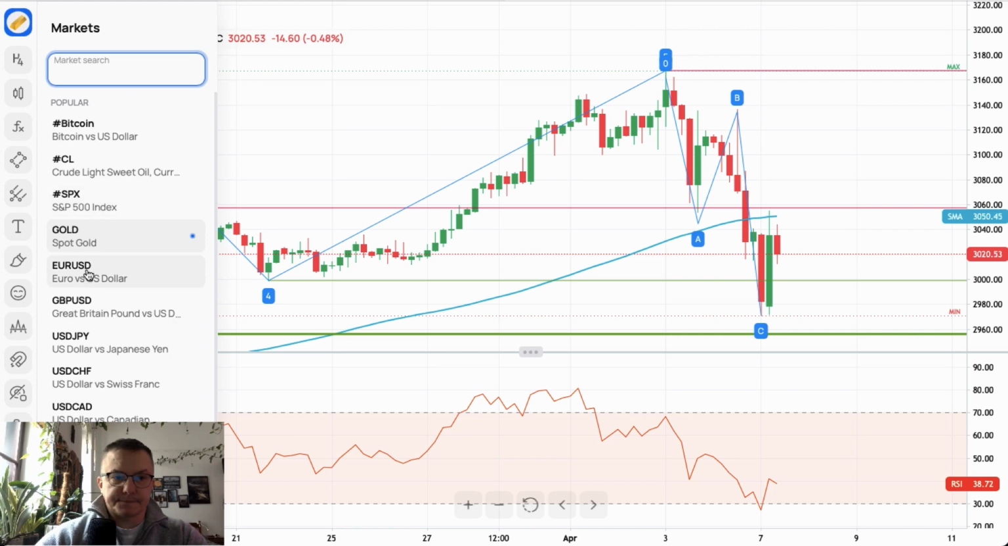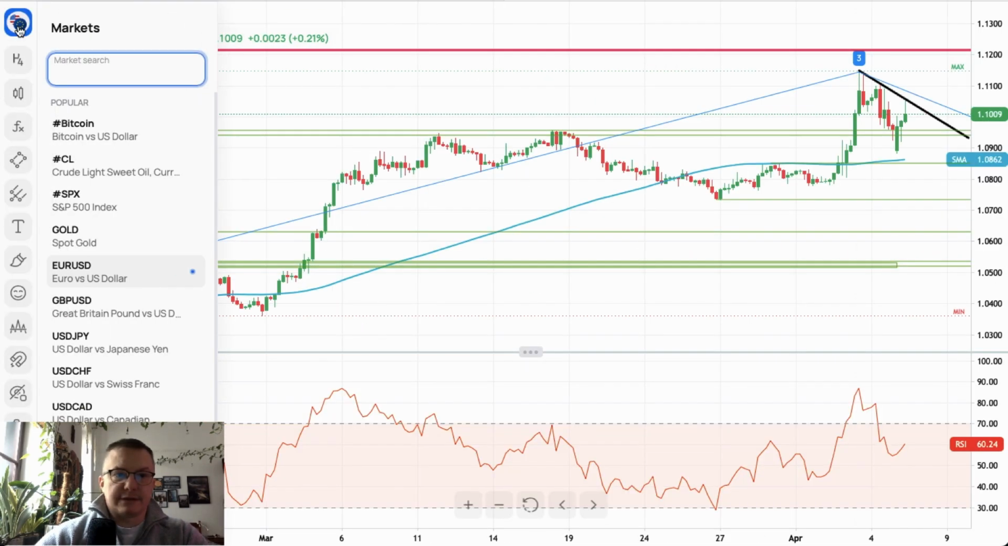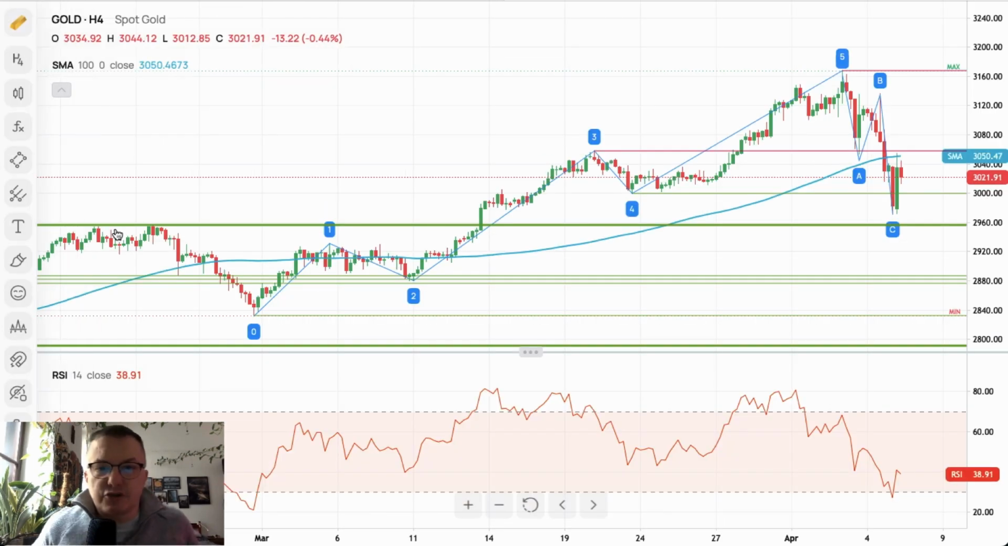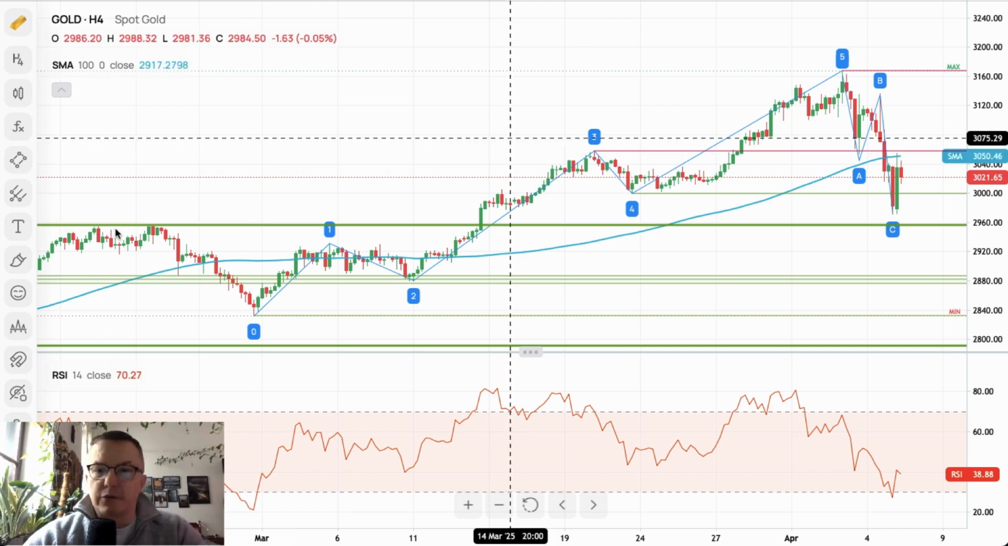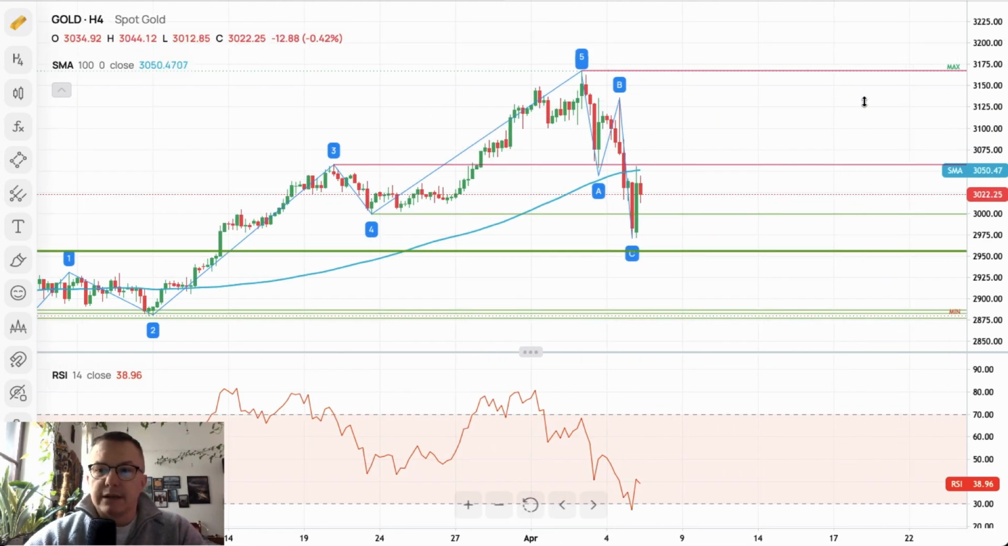Euro dollar, as we remember, is going slightly up, but the US dollar index is not going up, and the gold is not going up that strong as the other markets. So very interesting situation. Stay focused, stay close to the market. It looks like something is cooking and it might be a very, very interesting day today on the market.